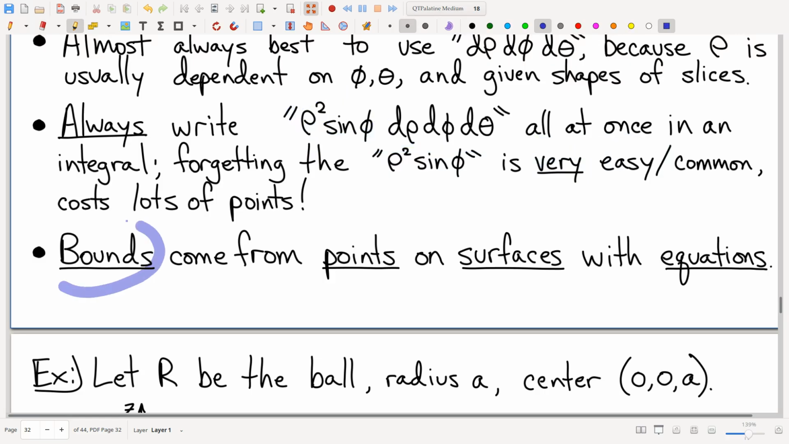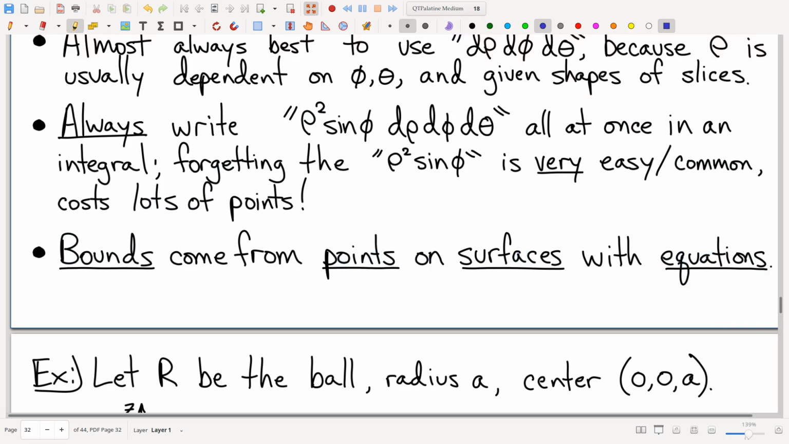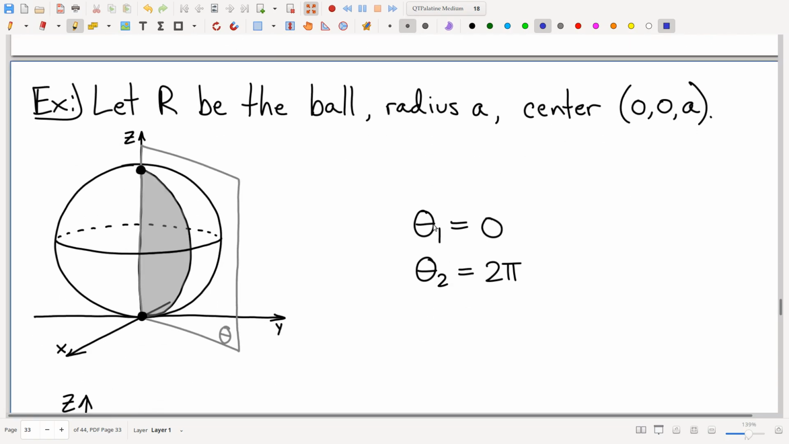Again, how do you find a given bound? Well, you identify the corresponding points, identify what surfaces they're on, identify what the equations of those surfaces are, and then solve for what you want. Okay, alrighty, let's get into the geometry of some examples.